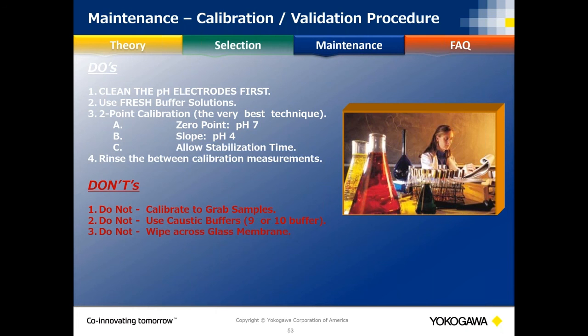We want you to use a 4 and a 7, and I'll show you why, and we want you to be sure you give it time to stabilize. You rush through a calibration, you get inaccurate calibrations, you get inaccurate pH readings.